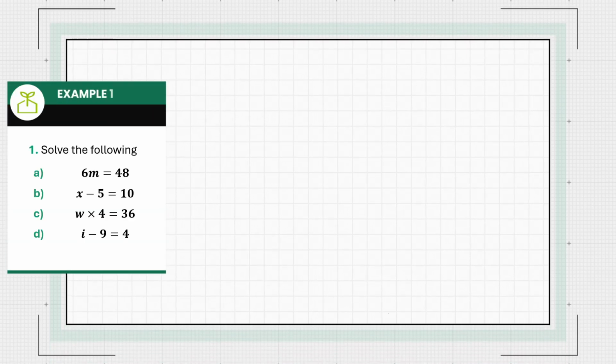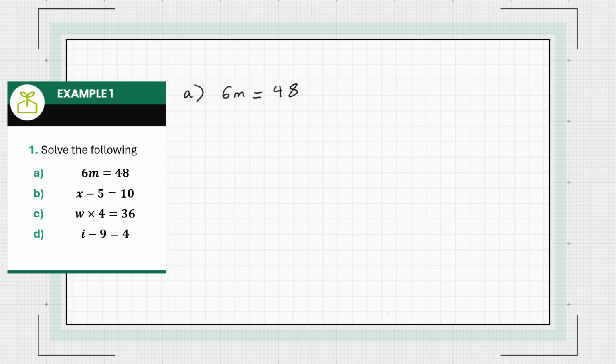Hi, welcome back. So right now we're going to be looking at how we can solve an equation systematically. And the way we do this is by creating equivalent equations that ultimately will help us make the problem very simple and give us the answer. So if we get straight into it and we look at A, we have 6m is equal to 48.